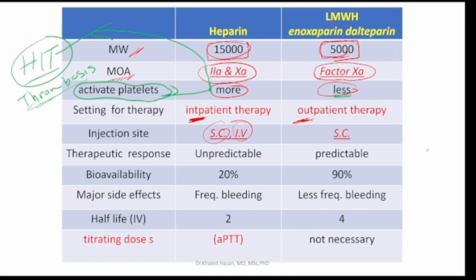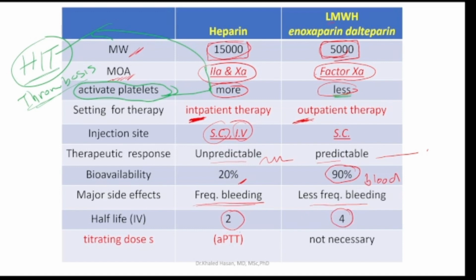Therapeutic response, predictable. They said not unpredictable. Here we have maybe a fluctuating response. Here we have a steady response. Bioavailability, 90% of the medication will be available in the blood. They said 20% of heparin will be available in the blood. The patient may suffer from bleeding more frequently, if you compare with the low molecular weight heparin, less frequently. Half-life for the IV is 2 and half-life for low molecular weight heparin is 4.